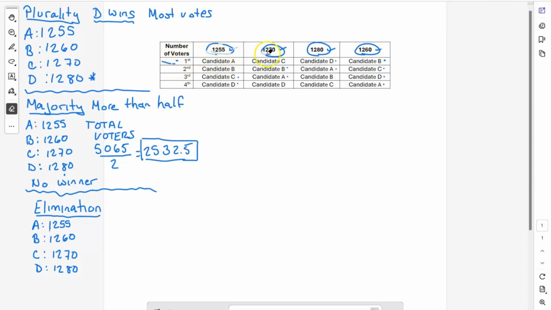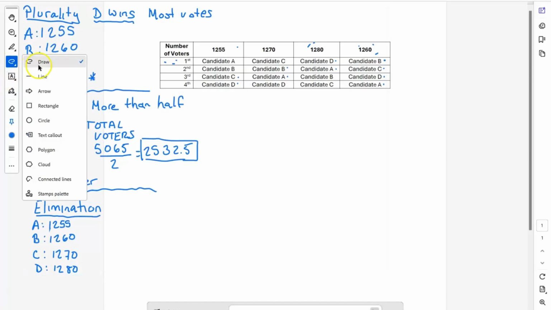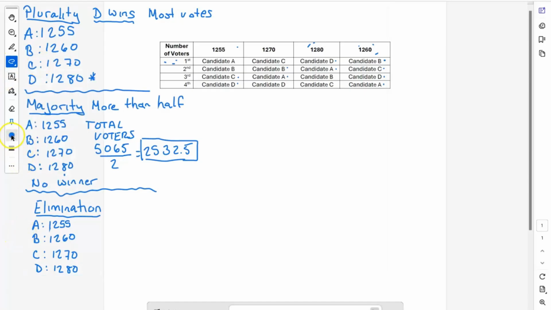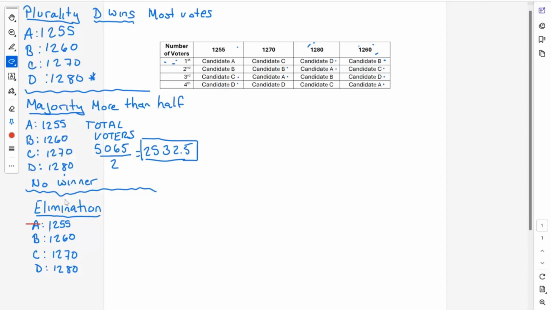And I'm just going to erase some of these marks that I've made so I can draw on this table a little bit more, and hopefully you can follow what's going to happen here. So what happens with elimination is that we take the option with the fewest votes. The option with the fewest votes is option A. It has 1,255 votes, which is the fewest. So we're going to get rid of candidate A. We're going to pretend like candidate A was never in the election to begin with. So up on this screen, I'm going to cross off everywhere that candidate A was.